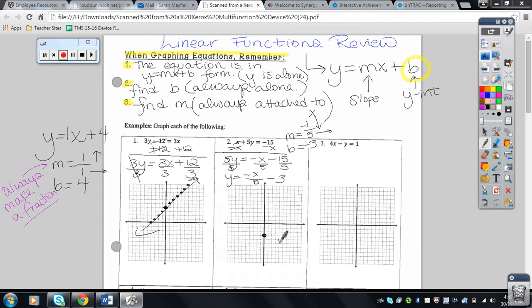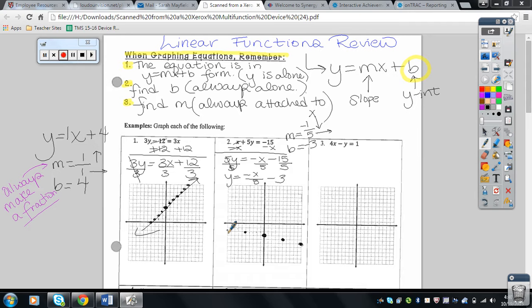1, 2, 3, 4, 5, plot a point. Do it again. Down 1, 1, 2, 3, 4, 5, plot a point. If you want to go in reverse order, go back to the original point I plotted on my y-axis. Instead of going down, I'm going to go up. So I'm going to go up 1, and I'm going to go to the left 5. 1, 2, 3, 4, 5. Plot a point. Up 1, 1, 2, 3, 4, 5.